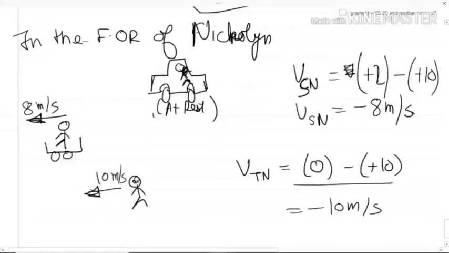Whatever you observed in the frame of reference of Nicolene will be called the frame of reference of Nicolene. Whatever you are observing, it's your frame of reference. Whatever Cyril is observing, it's his frame of reference. Whatever Tanish is observing is the ground frame. Why? Because Tanish is standing still at the ground.